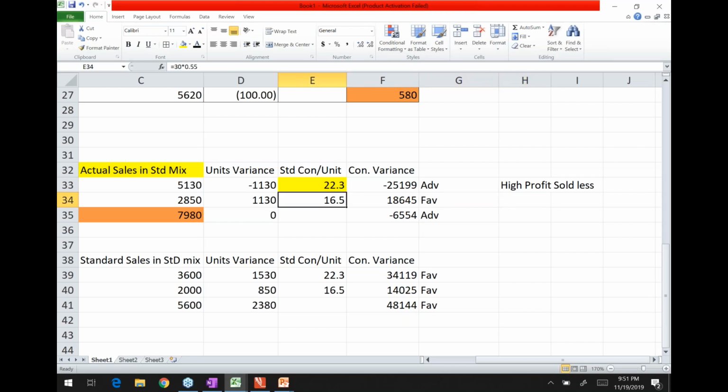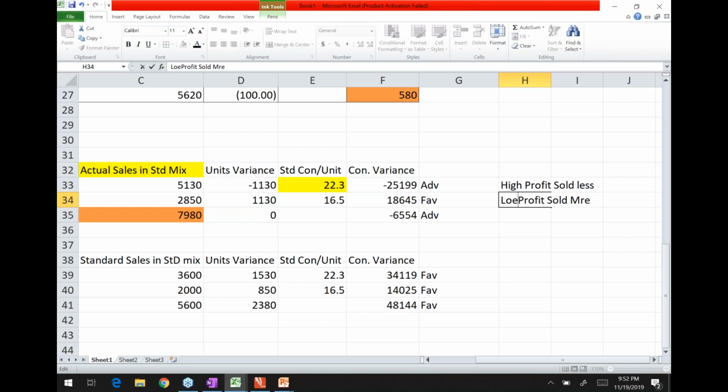And this second one is low profitable. So low profitable sold less or more? The answer is favorable in terms of quantity and value. Favorable means what? Sold more. So it's clear. This is high profitable, sold less, adverse. More profitable, sold more, favorable.